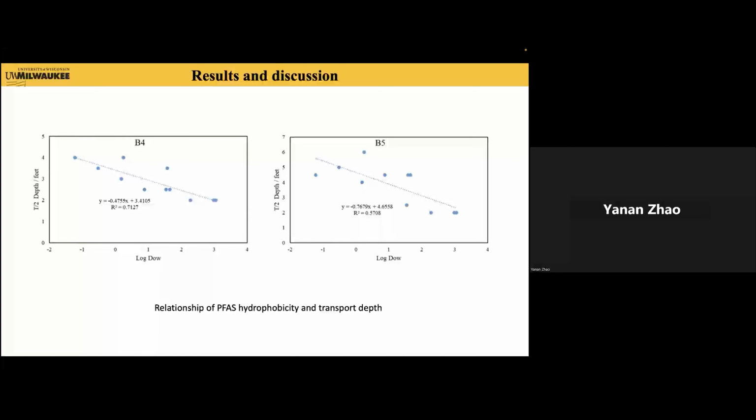We can see on both sides, the log D_OW and the PFAS transport depth show a negative linear relationship with each other, which means when the value of log D_OW increased, the PFAS transport depth decreased. We know an increased log D_OW means the hydrophobicity of PFAS increased. That indicated that PFAS hydrophobicity plays an important role in the PFAS vertical transport process. So I think that's what we analyzed from the data we got.